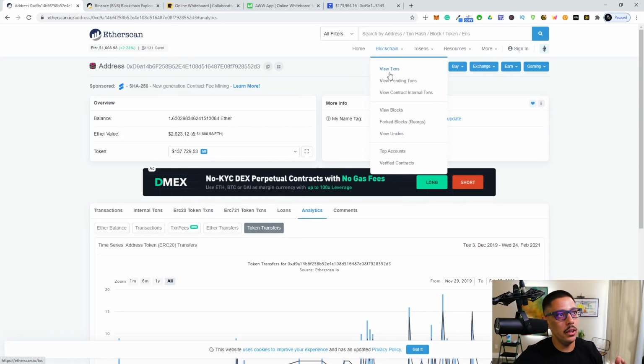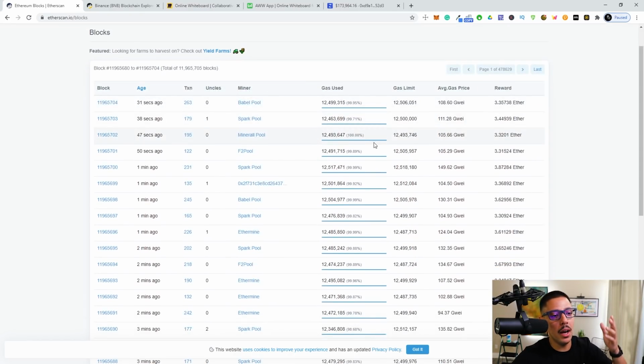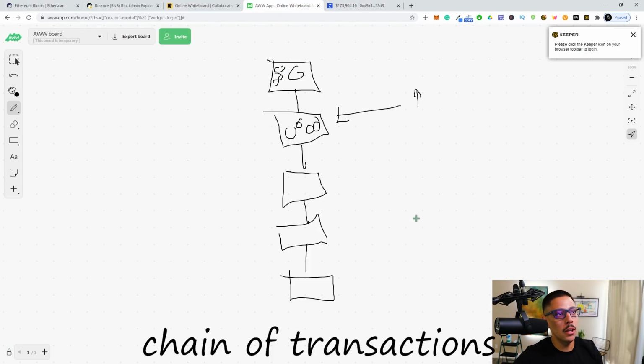So if you click over here, you can see that you have view blocks. I just want to go to this right here. Here's literally the blocks being mined. So like I said, if we come back to this picture, the whole point is that if you spend a high gas fee, you get into this block, right?